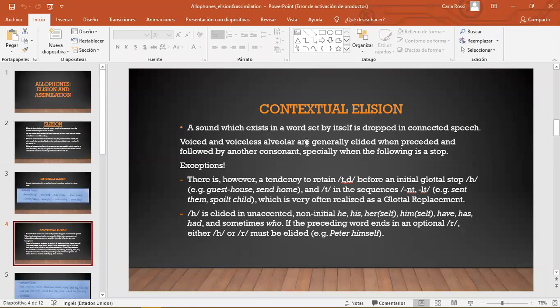Voiced and voiceless alveolar plosive, as I said, are generally elided when preceded and followed by another consonant, especially when the following is a stop. And you know which sounds are stops. We have a few exceptions here, okay? There is, however, a tendency to retain these two sounds, because it's an exception, before an initial glottal stop, okay? For example, guest house, yeah. Pay attention that it says a tendency, yeah. That doesn't mean that people cannot omit it.